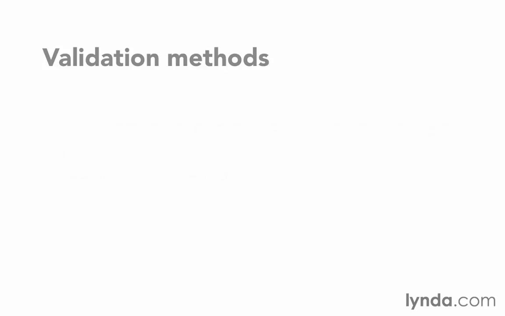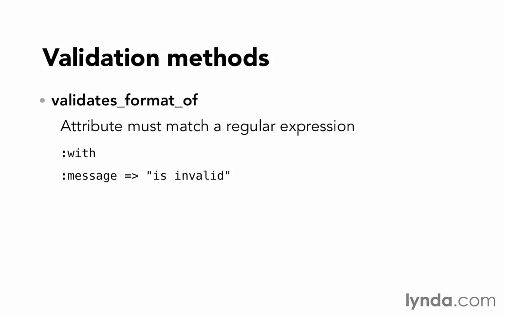With validates format of, we can examine the value of an attribute to validate its format. We do that using a regular expression. You would pass in the option with, and then the regular expression you want to use. For example, if we need a value to be in the format of 3 letters, followed by 3 numbers, followed by 3 more letters, we could write a regular expression that would make sure that it was in that format. And if it wasn't, it would fail the validation with the message, this attribute is invalid. This is especially handy for checking email addresses and URLs to make sure that they're in the right format.